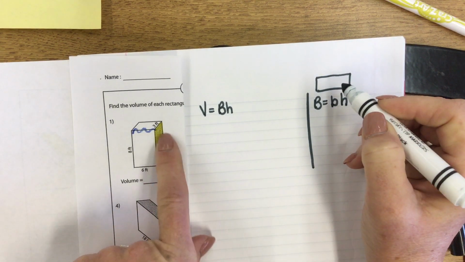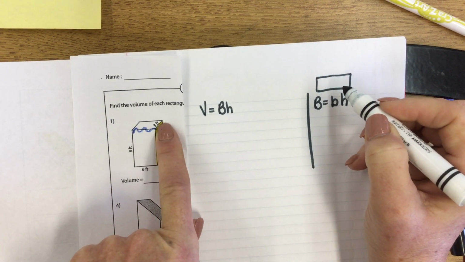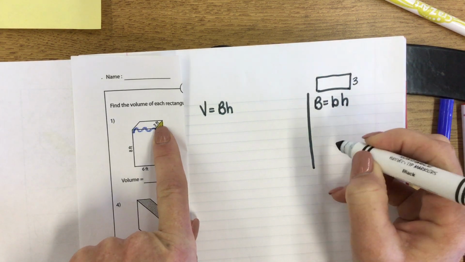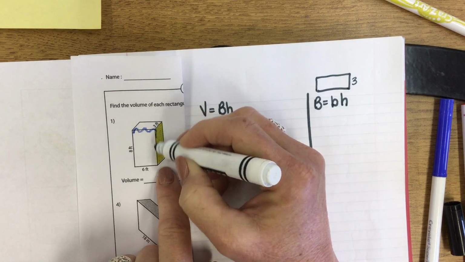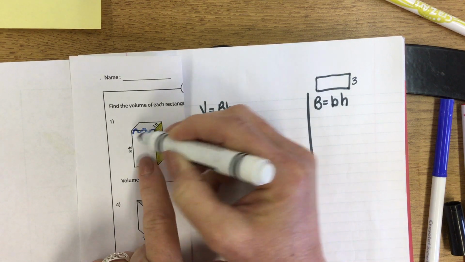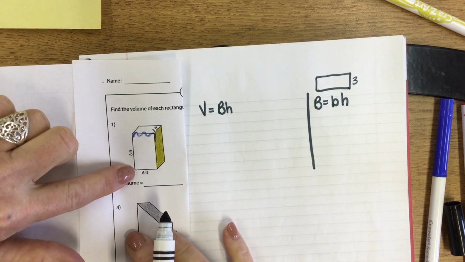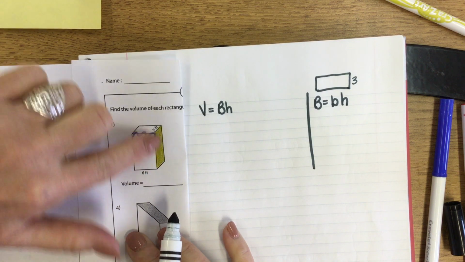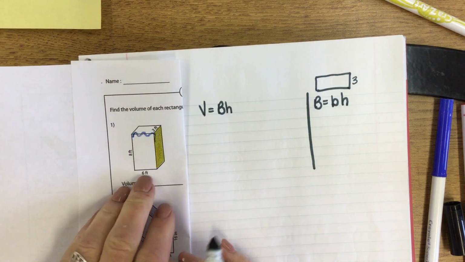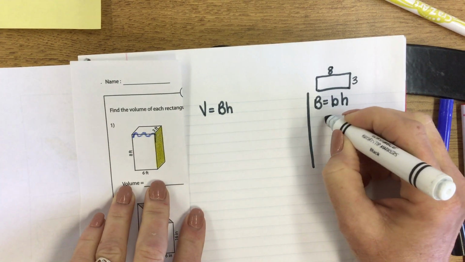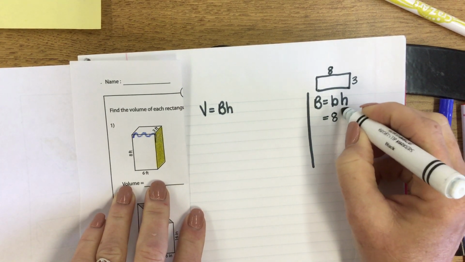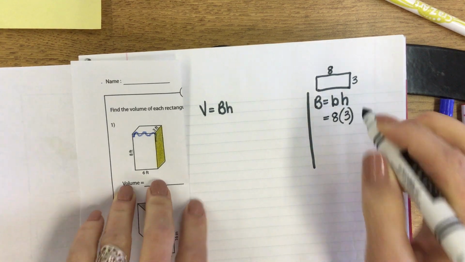Now I need to look at the measurements. I know that the short side is going to be a 3. So what is my long side? The measurement was not given to me directly, but I can use another part of a prism because I know that all of these are going to be the same. That's right, it's going to be 8. Okay, so my little b is 8 and my height is 3.